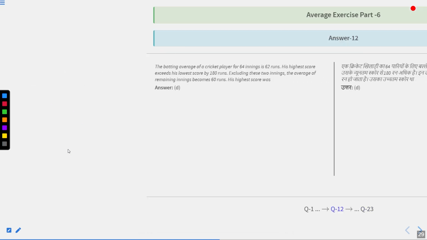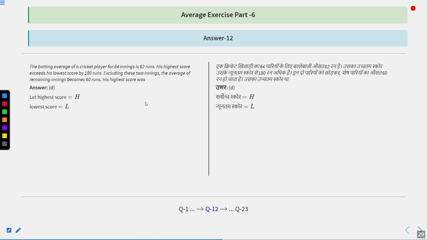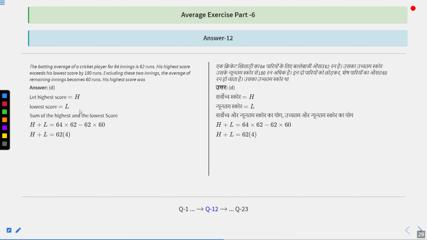Now time's up. Let's see the solution. We can let the highest score be H and the lowest score be L. Clear? So the question asks for the sum of the highest and lowest score. In 64 innings, the average was 62, so the total will be 64 into 62. If we remove these two innings, the average becomes 60, so we subtract 62 into 60. Clear? So when we calculate it, we get the highest plus lowest, which is 248 runs.